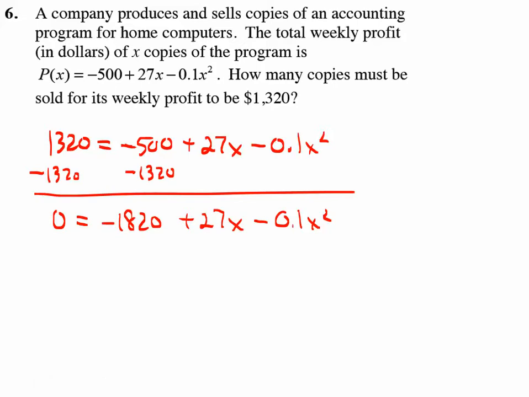I don't like to see it that way. I'd like to see it the other way, so I'm going to write it in standard form. The highest degree on the x goes first, so negative 0.1x squared, then the 27x, then the minus 1820, just so we're all in order there.